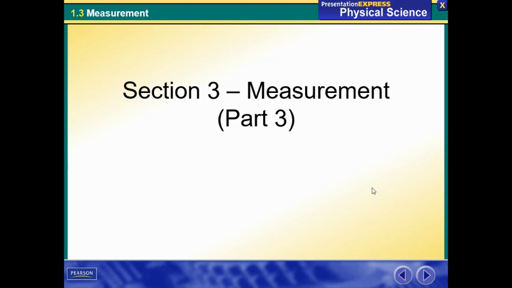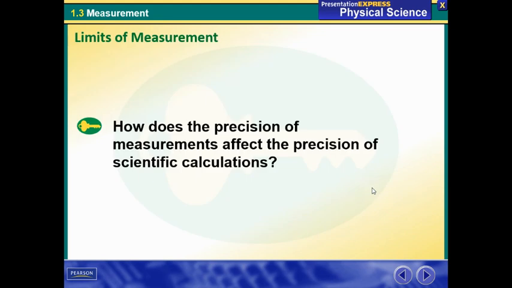Hey class, today we're going to continue on with section 3. This is part 3, which is our final part in our measurement chapter. Today we're going to talk about accuracy and precision, and then we're also going to talk about temperature and temperature conversions. Again, if you get confused at any point, please make sure that you ask questions or come in for help. So let's go ahead and get started.